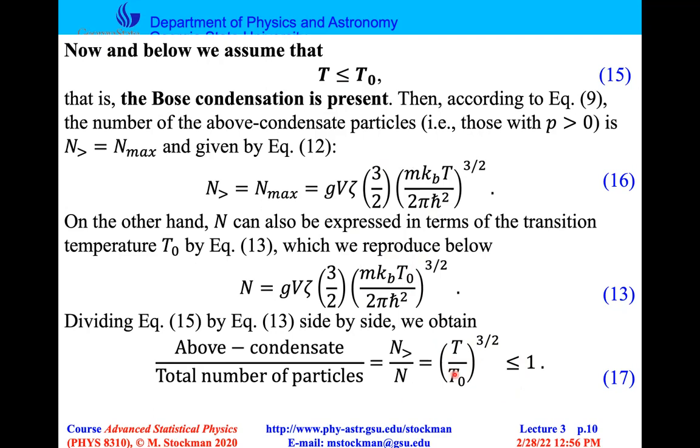So at the point when Bose condensation just starts, all particles are still above the condensate. And when t goes to 0, the above-condensate particles simply disappear. This fraction becomes 0. But generally, of course, by definition, it is less than 1.